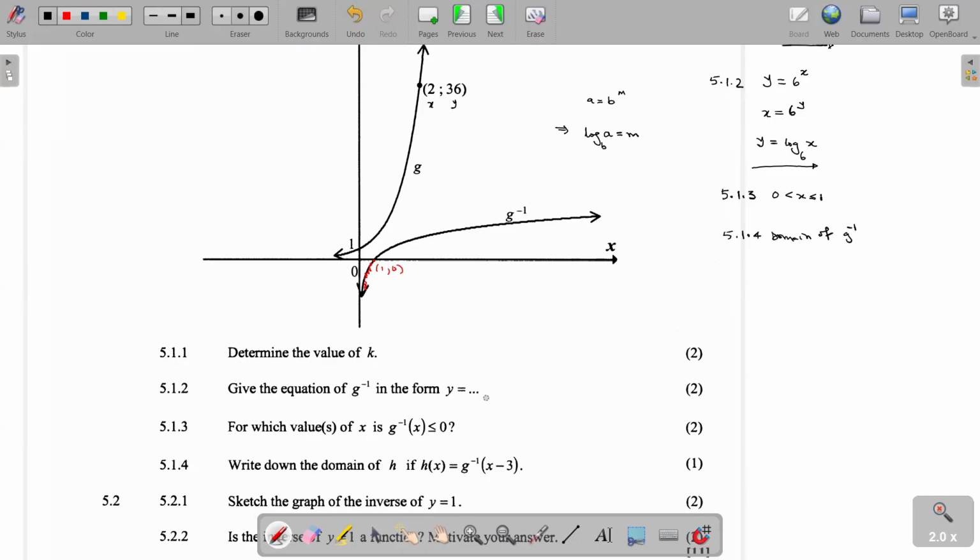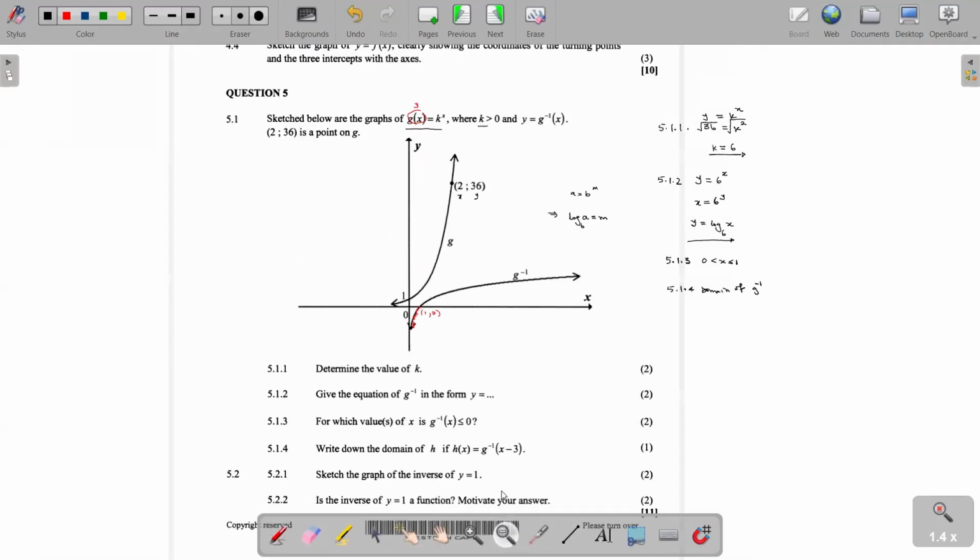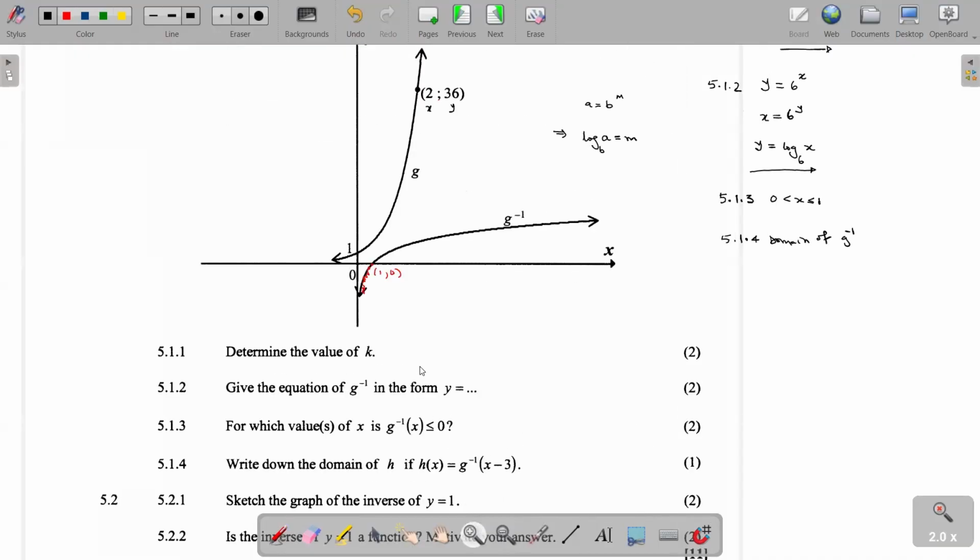If we check, here is the graph of the inverse. The domain, as we can see, is x greater than 0, since the equation of this asymptote, the y-axis, is x equal to 0. So the domain is from the y-axis going to the right.